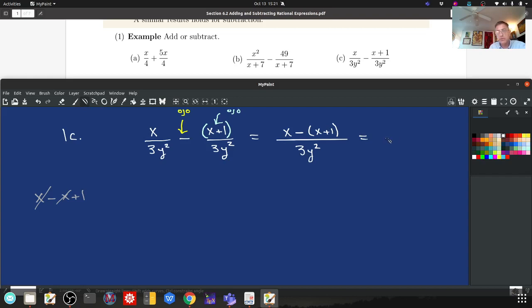So this is equal to, on the bottom, we have 3y squared, and this is x minus x minus 1.